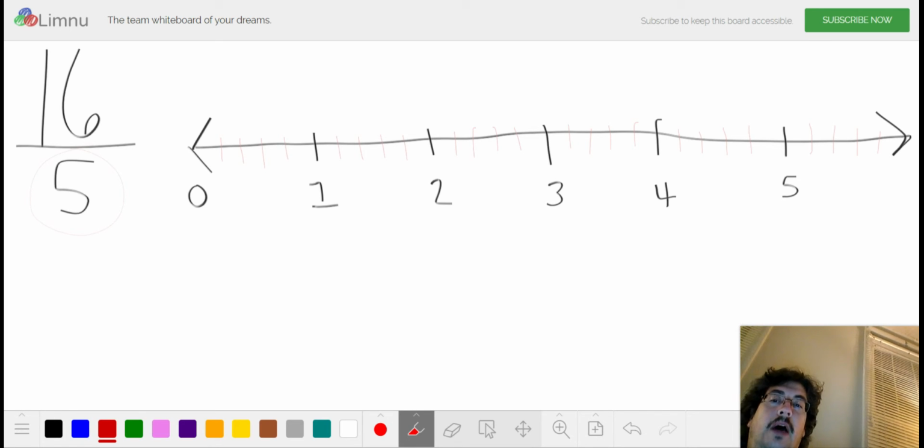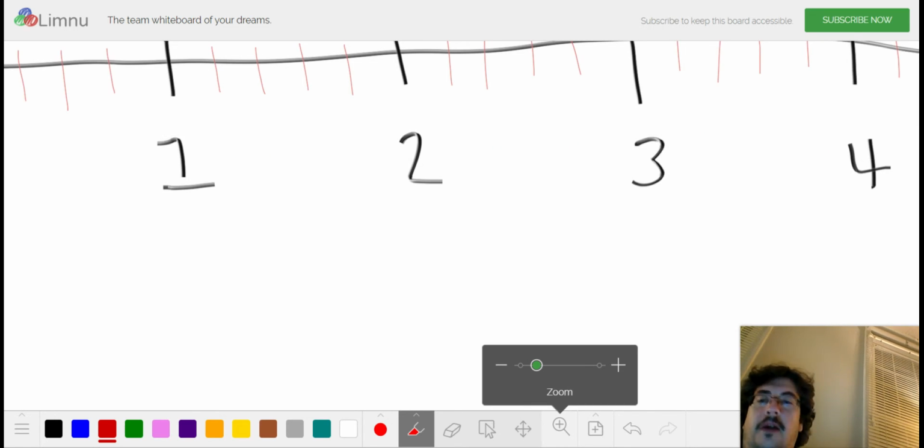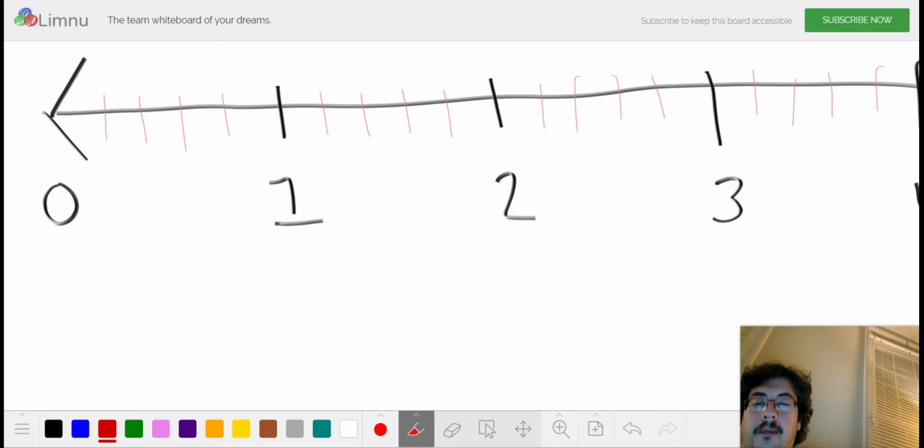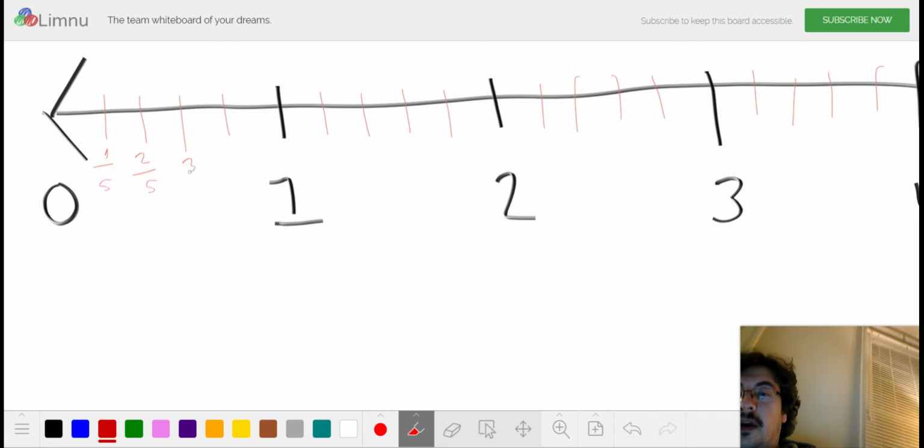Okay, so I have my number line, and let's go ahead and zoom in on it a little bit here. So I have 5 spaces in between each whole number. So really, each tick in between each whole number is representing 1/5. So this would be 1/5, and this would be 2/5, and 3/5, 4/5, and one whole we know would be equal to 5/5. Not too bad.